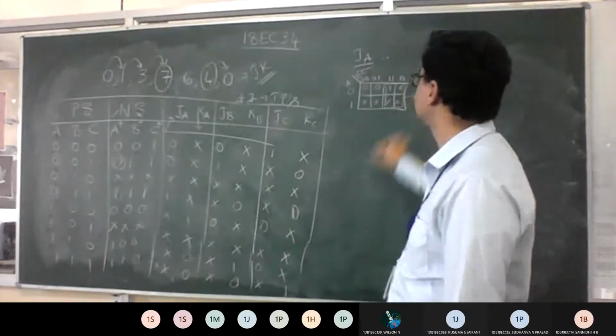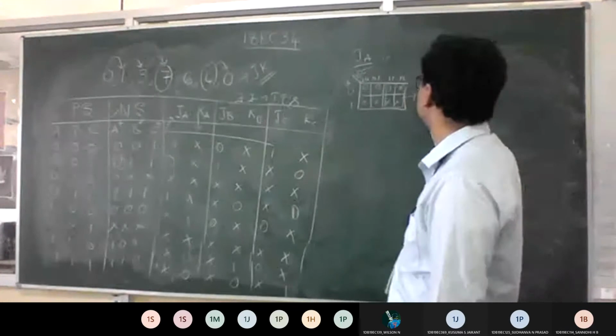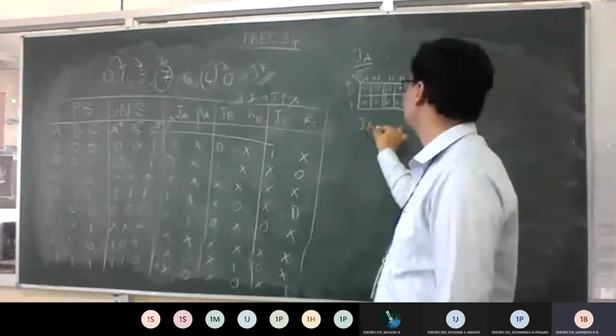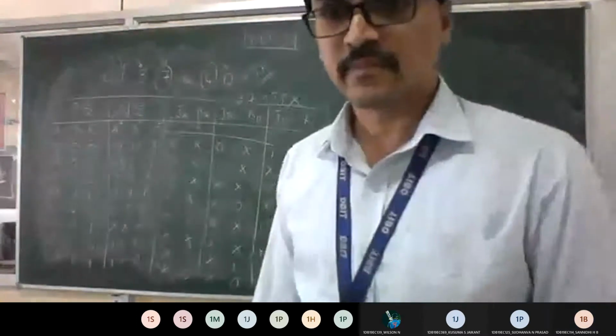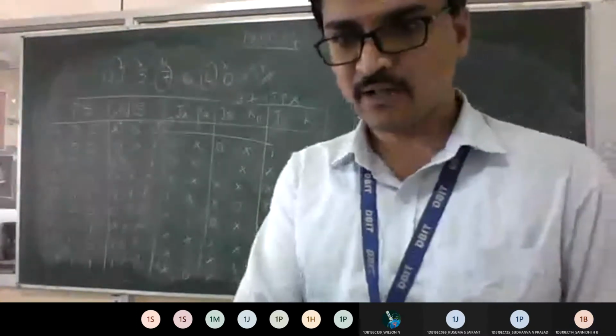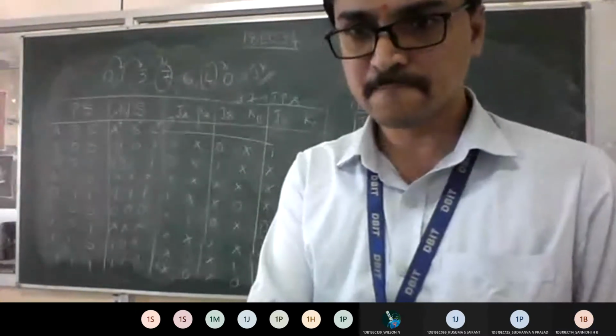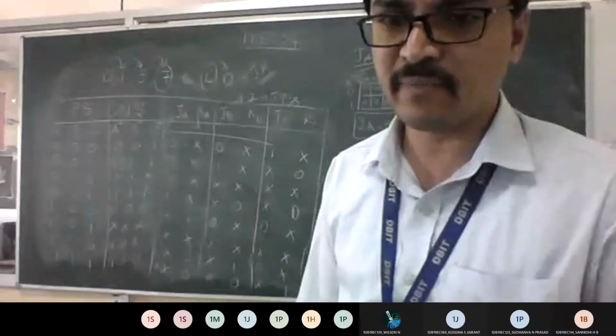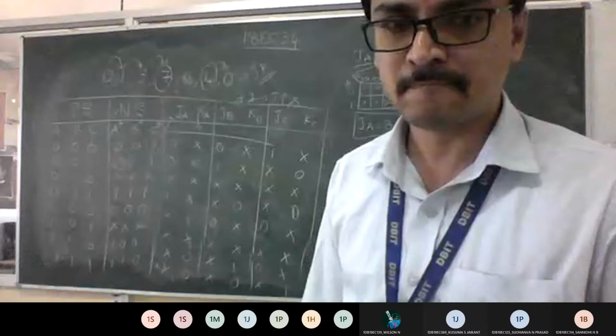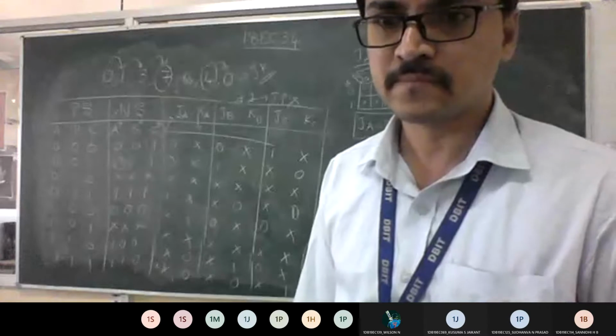So what is the answer for this? So I think it's B. So can I write JA is equal to B as the expression? Am I audible? Sunny, you want to tell something? No, sir. Okay. So I hope you got how to plot the K-map, everyone.